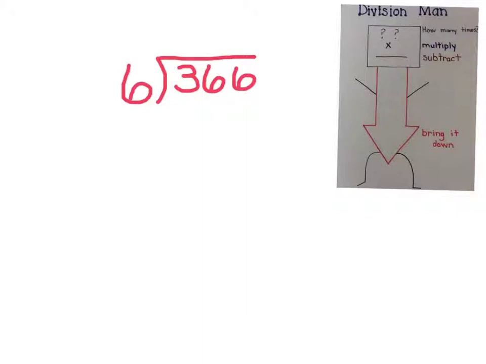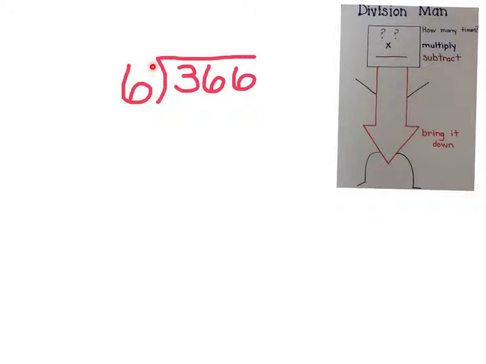This is the last problem we're going to try together on this video. So I want you to remember how many times, using our little man on the right, how many times, multiply, subtract, bring it down. So right now we're going to see how many times we can get the dividend to go into the divisor. So how many times, we're going to start with just the 3. How many times can you put the 3 into 6 groups? Can you do that? If I had 3 pieces of candy, could I put them into 6 groups? No, that wouldn't work very well.